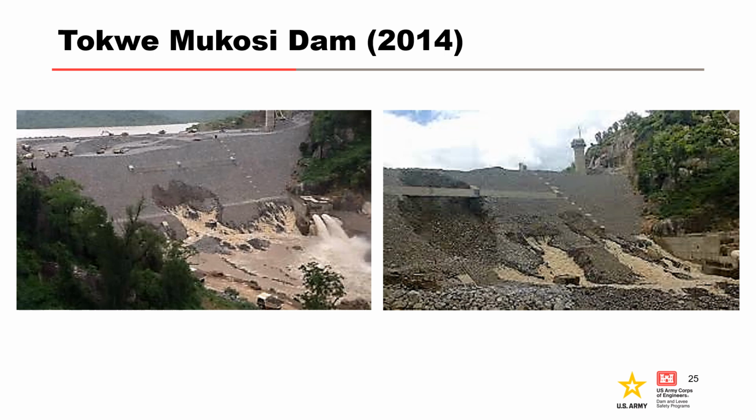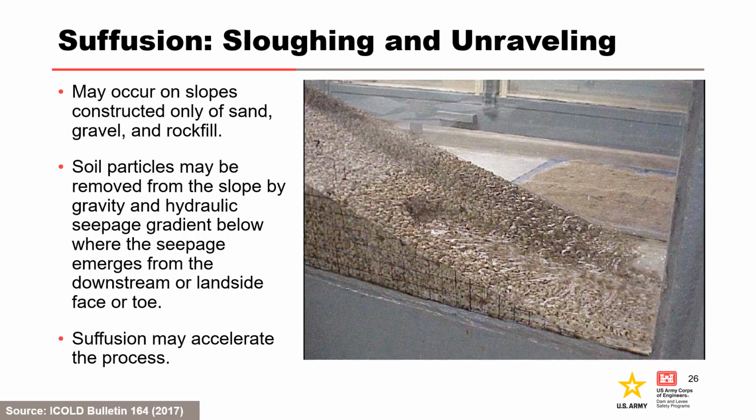Floodwaters passed through the dam for 2 weeks without failure. The downstream rockfill slopes unraveled locally. However, construction of the rockfill continued throughout flood conditions, and as the flood receded, the rockfill was restored and repaired. Suffusion of the finer fraction of internally unstable downstream shells can increase the permeability, which can lead to sloughing and unraveling of the downstream or landside face.